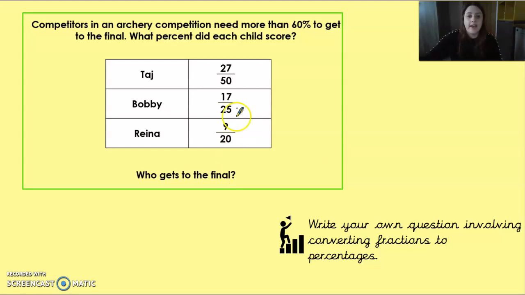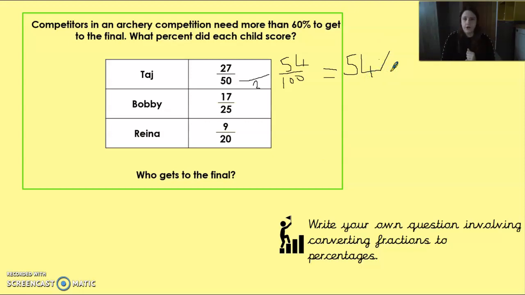Okay, let's have a look then. So we've got 27/50. I need to make it out of 100. I know that 50 times 2 is 100. So we've got double 27, which is 54. So that means Taj got 54%.